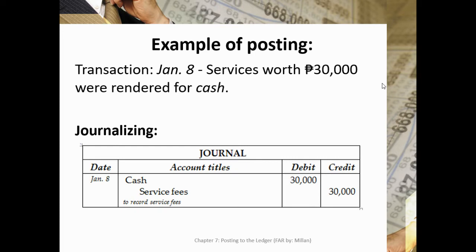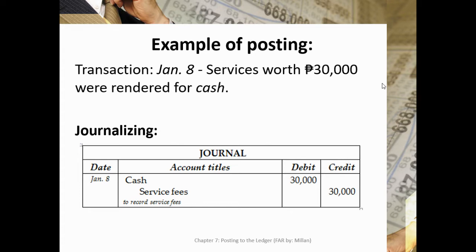Example of posting. On January 8, services worth 30,000 were rendered for cash. So nag-render ka ng services at nakakolekta ka ng cash amounting to 30,000. So this is the correct journal entry. Dahil nakatanggap ka ng pera, ide-debit mo ngayon yung cash kasi ito yung normal balance niya. So debit cash 30,000 and credit service fees amounting to 30,000.